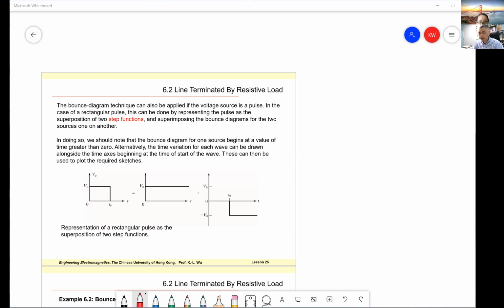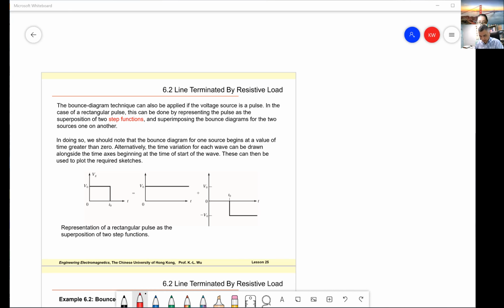Okay, so let's continue our discussion on the transient analysis of a signal down the transmission line. We're still working on the transmission line terminated by resistive load, and for some of the more practical scenarios, and then we discuss the transmission line loaded by reactive component.